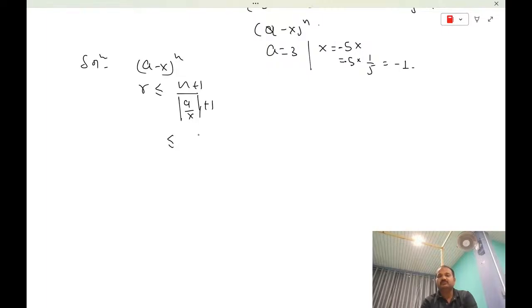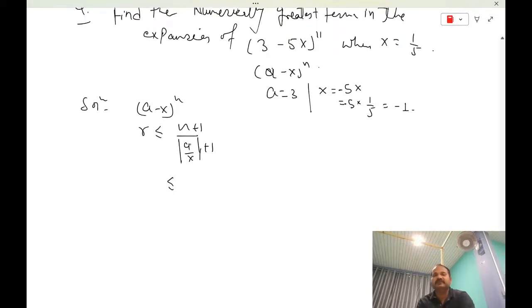n is given as 11. So 11 plus 1 divided by modulus of a by x, that is 3 divided by minus 1, plus 1. Why have we taken the modulus? Because we want the r value to be positive. We cannot say the minus third term or minus second term. The terms will always be the first, second, third, fourth, not like minus first term or minus fifth term. Okay, so that is why we are taking the modulus. So r is less than or equal to 12 upon 3 plus 1, that is 4, and r will be less than or equal to 3.